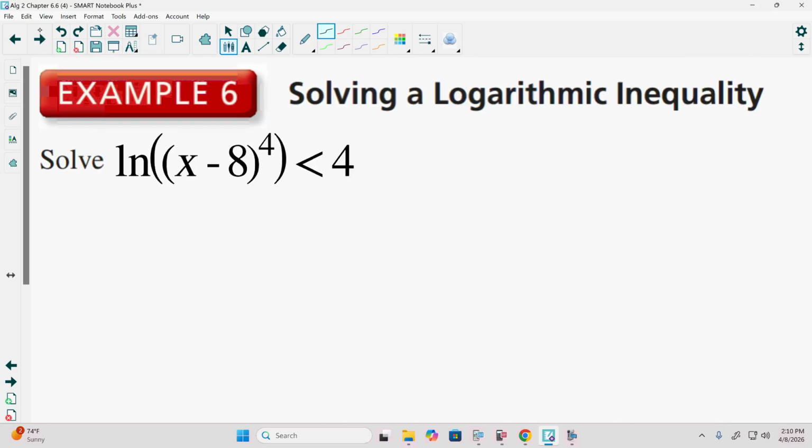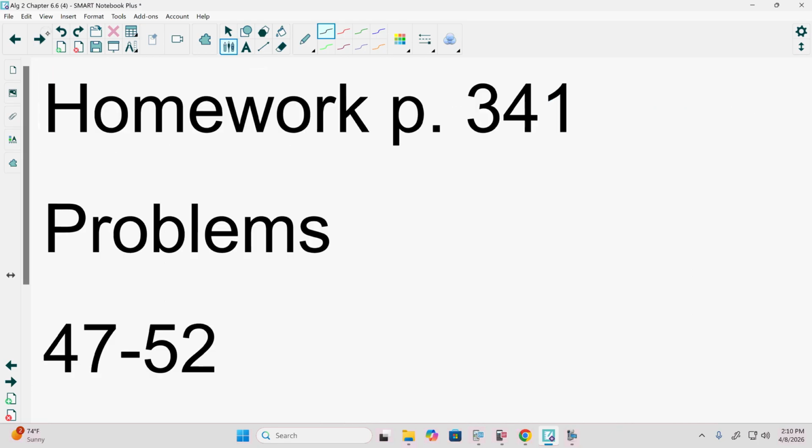The only place we have issues is when that exponent, like this one here, is even. Because a negative number to an even power is going to become positive. A positive number to an even power will still stay positive. So we have to be a little careful on those. But luckily, most of those don't show up.